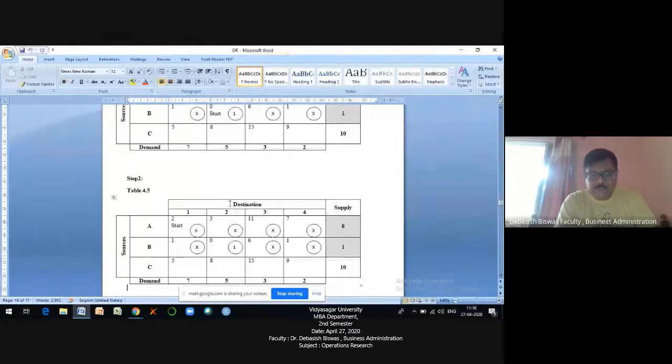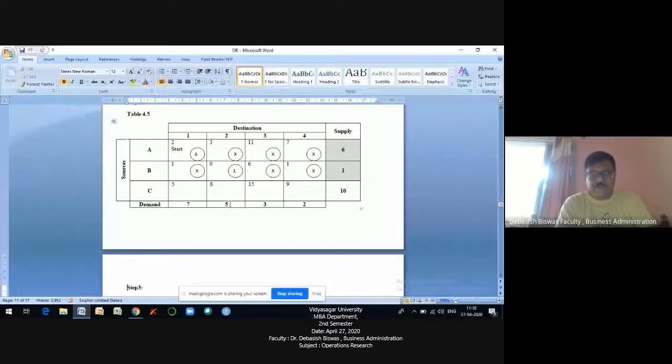This is our second table. So in the second table, we will not consider this row. That's why we have written cross mark.